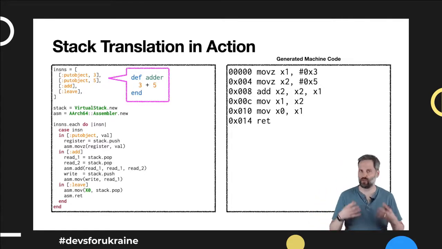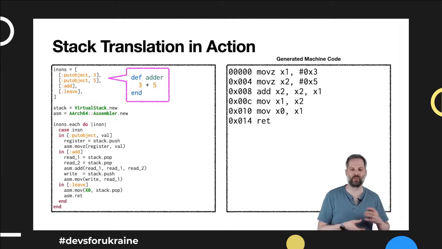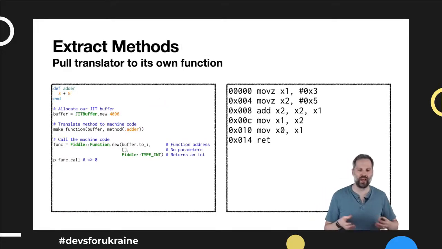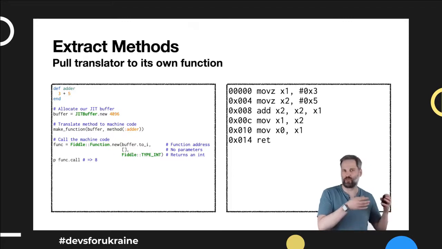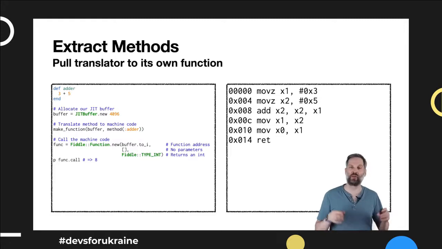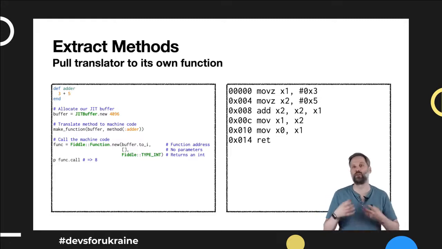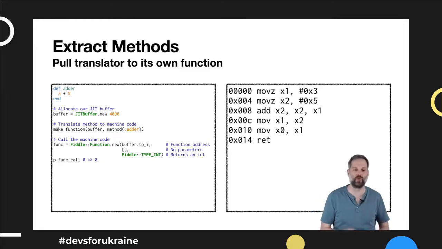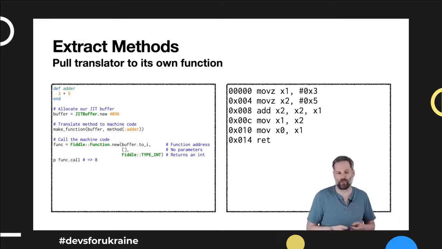Now, if we take this loop and these processes and extract them out into a function, we can write something that looks like this. We have this function called make function, and we say, I'm going to give you a JIT buffer and a method object, and I want you to convert the instructions from that method object into machine code and dump that into the JIT buffer. So taking exactly the code we saw on that previous slide and extracting it to a function, we're able to get this machine code back out on the other side and execute it as well.